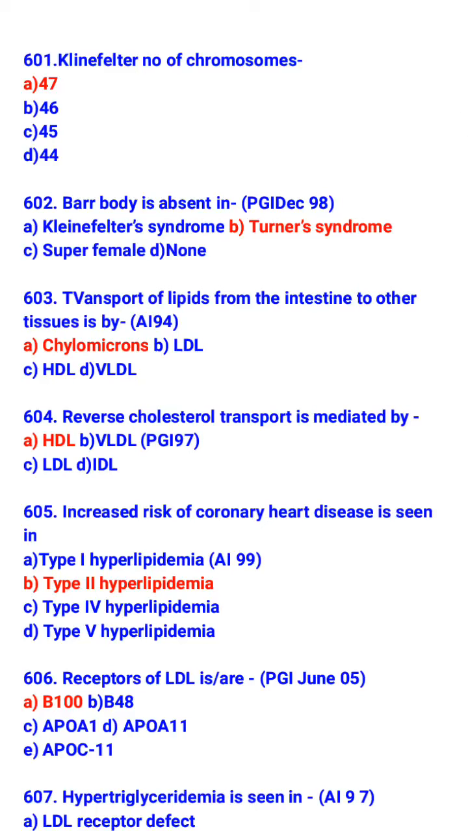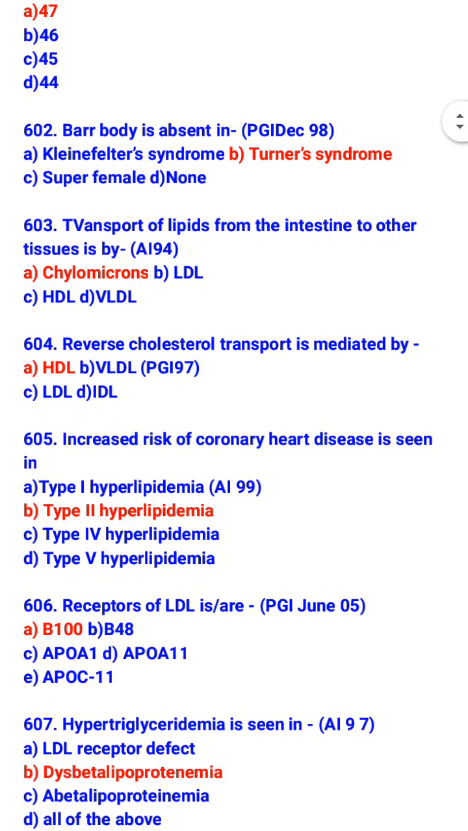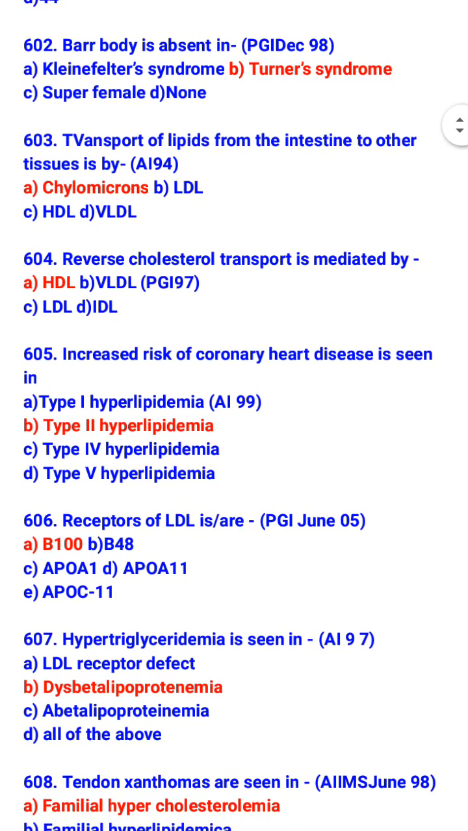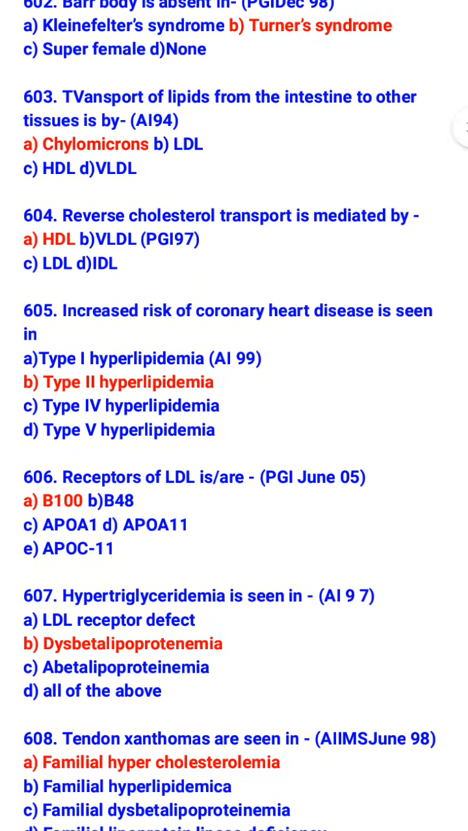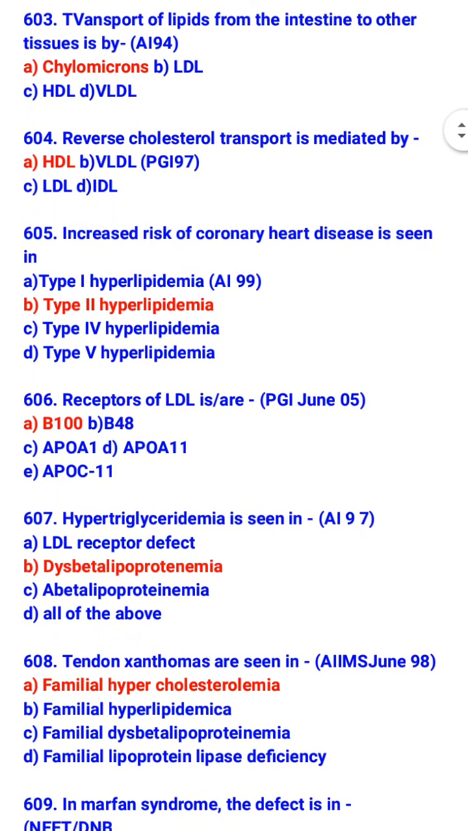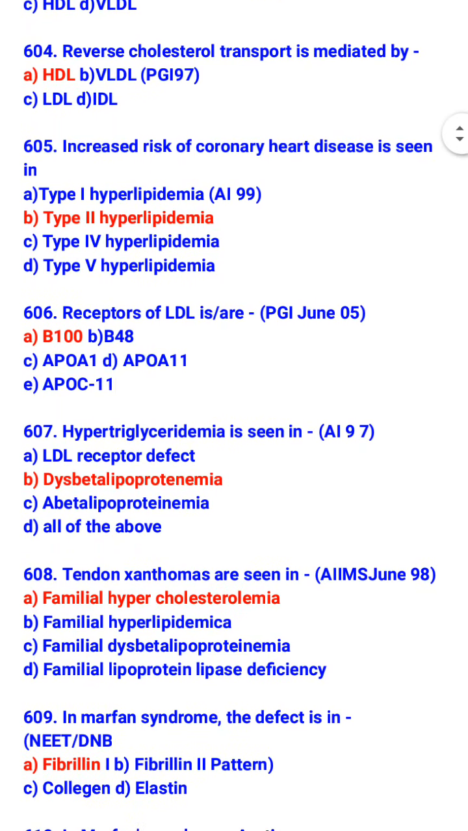Turner syndrome karyotype: number of chromosomes 45. Barr body is absent in Turner syndrome. Transport of lipid from the intestine to other tissues is by chylomicrons. Reverse cholesterol transport is mediated by HDL. Increased risk of coronary heart disease is seen in type 2 hyperlipidemia. Receptor of LDL is B100.